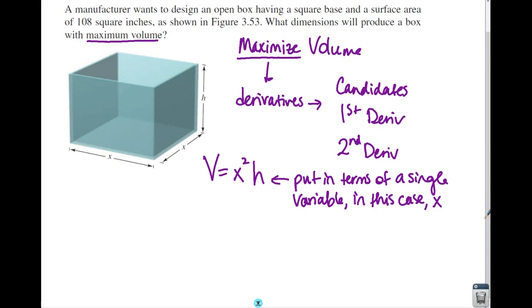So they at least told us within the context of the problem that they want to design the box that has a surface area of 108 square inches. So I can use that based on the box diagram that I have, and maybe I can come up with an equation for h in terms of x, so I can use that in this over here.